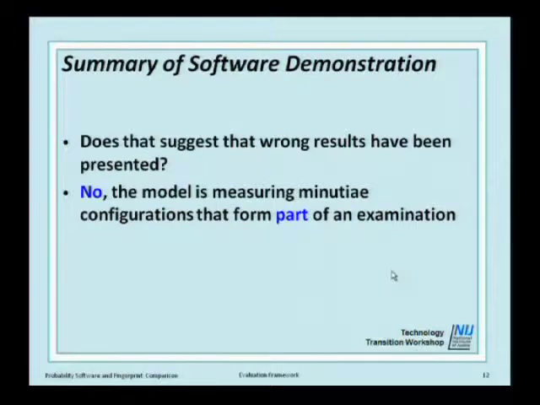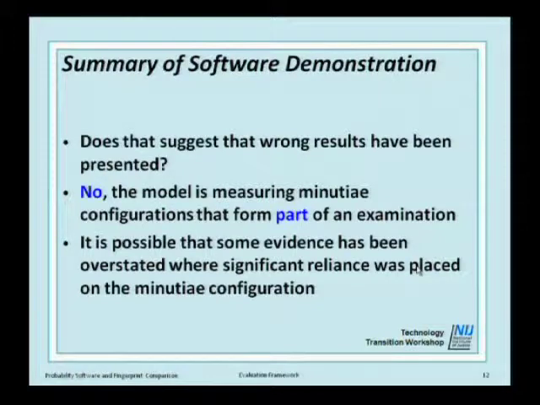Well, no. Simple reason is we're only measuring the minutiae here. And as we've said consistently through this, we're only measuring a little bit of what you do as an examiner. You definitely use other features. So if we just measure the minutiae, yeah, you might overstate the evidence on that, but it's partly part of the examination. So it's possible that some evidence has been overstated.